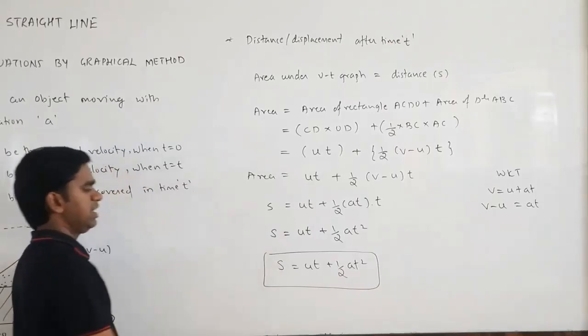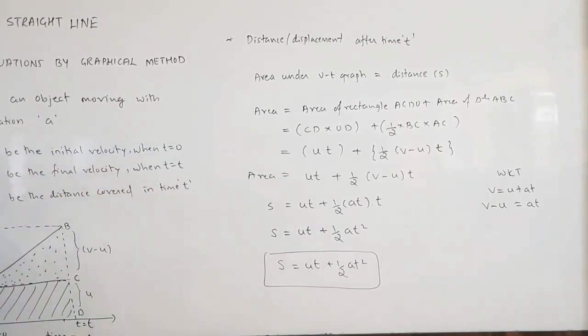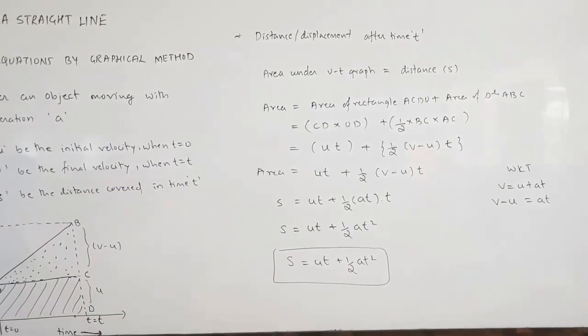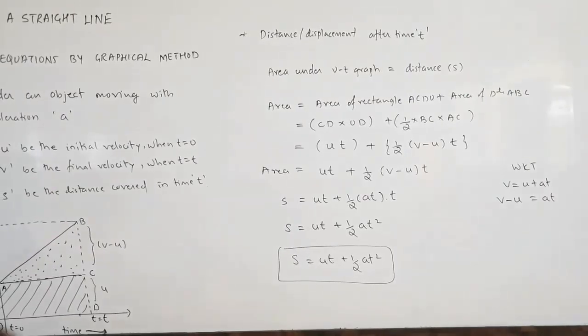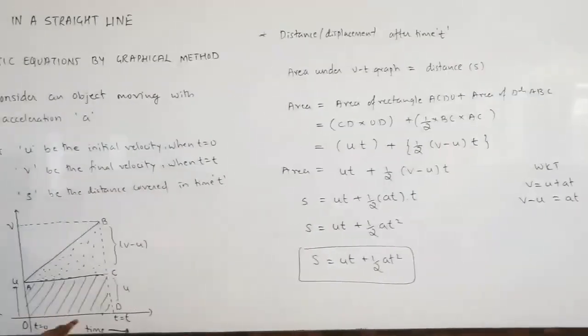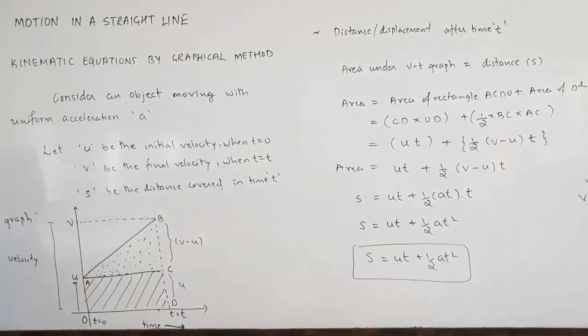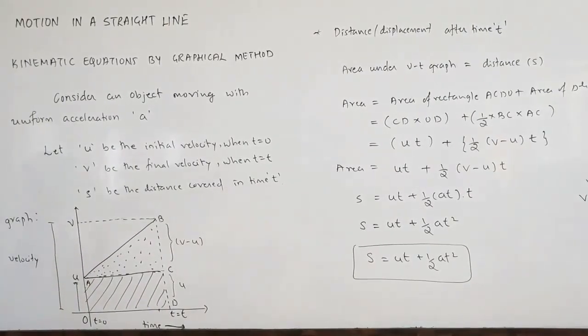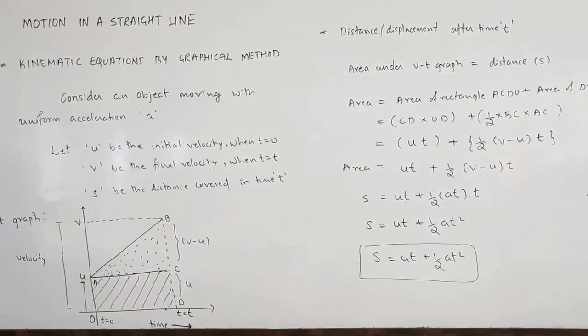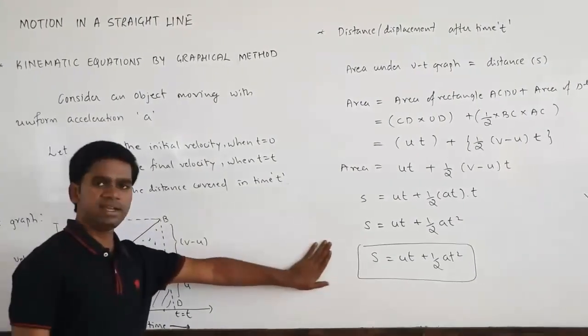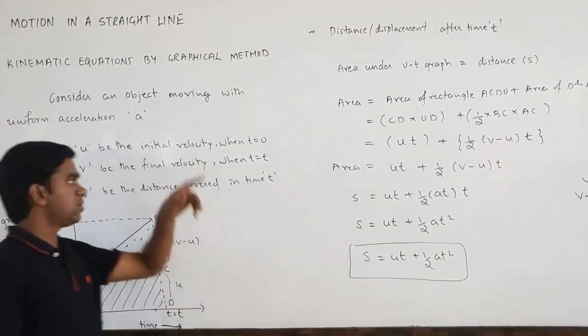This is your second equation, the equation for distance or displacement after time t. If they ask only this equation, they may ask for 3 marks. If they ask the first and second together, they will ask for 5 marks. So if they ask only this second equation, you still have to write all these things.